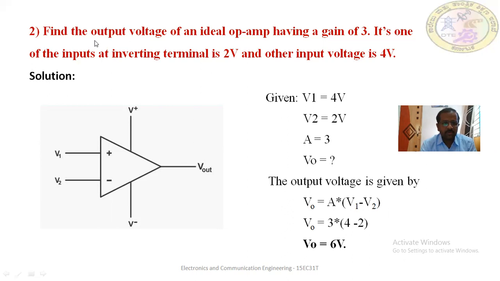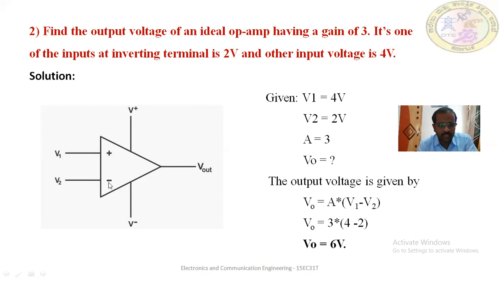So if he is going to ask you to find the output voltage of an ideal op amp, it means you should draw the ideal op amp diagram first, and after that you should observe what the given values are here. In this it has been mentioned that it is having a gain of 3, so A is equal to 3, and one of the inputs is at the inverting terminal, so it has been indicated very clearly.